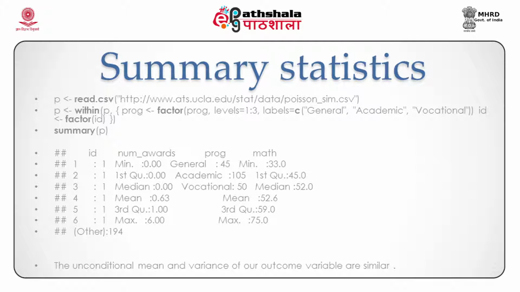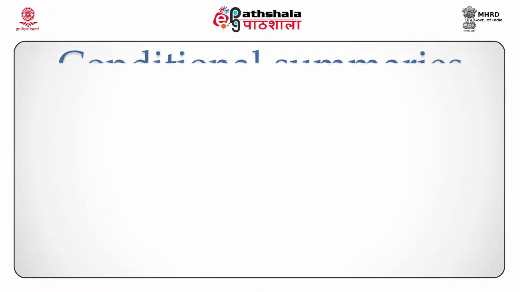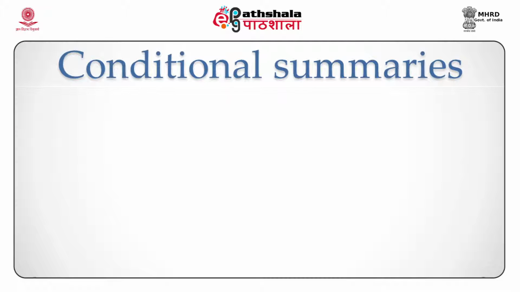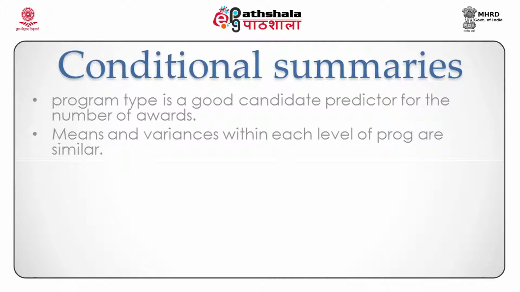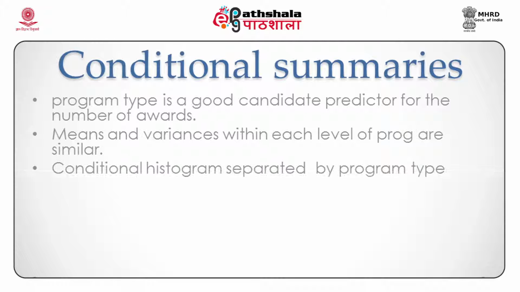However, what we're really interested in looking at when we fit a regression model is the conditional summaries. From the outcome on the previous slide, we can see firstly that program type is a good candidate predictor for the number of awards. The mean and variances within each level of program are similar. We have also plotted the conditional histogram separated by program type. This was obtained using the tapply function. The syntax is given on this slide.